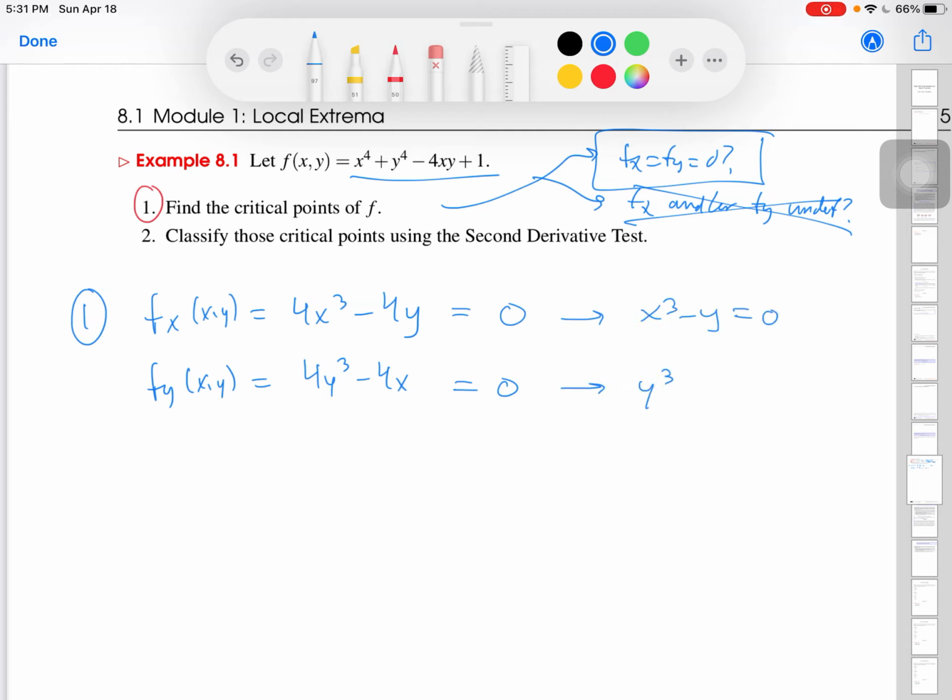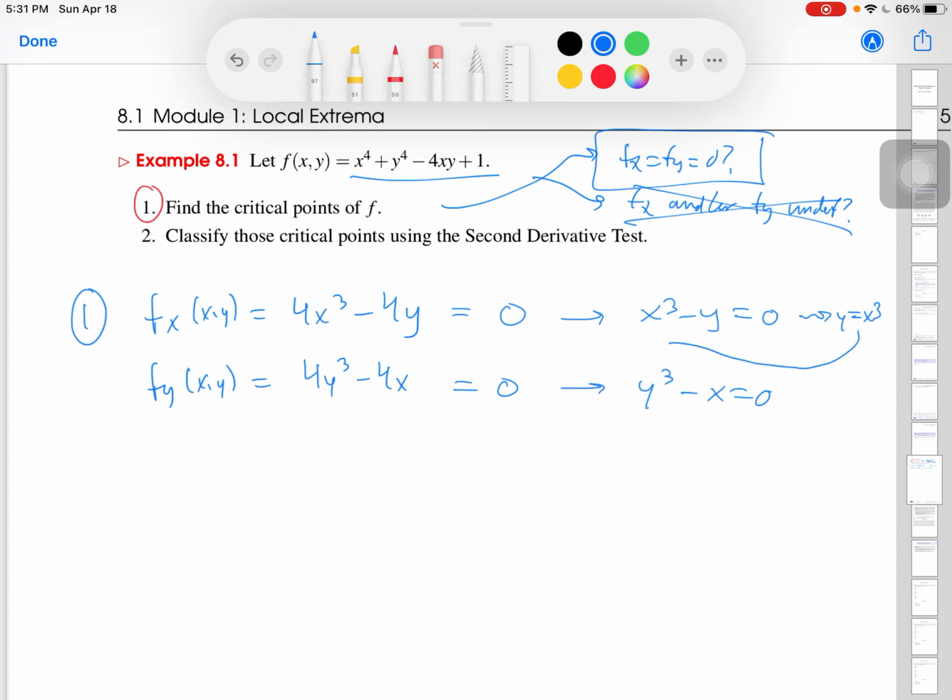And then I get x cubed minus y equals 0. I get y cubed minus x equals 0. Again, depending on the example exercise you're looking at, there may or may not be a fast way to solve this. And there's no right or wrong way either. Your goal now is to find x comma y that solves both these equations. In this particular example, if I solve here for y, I get y equals x cubed.